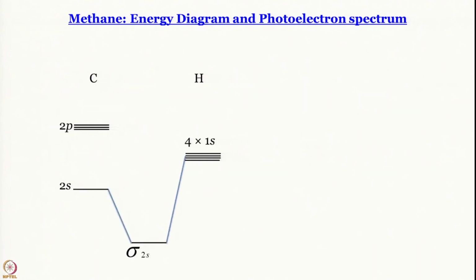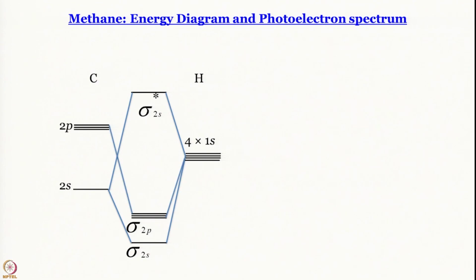So, the first one gives me the sigma bonding molecular orbital with 2s, that we call sigma 2s. Correspondingly, there will be an anti-bonding sigma 2s star orbital, and there will be 3 degenerate 2p orbitals, 3 degenerate 2p star orbitals. Different picture is obtained from delocalized MOT approach to methane from what we got from the localized MOT approach.